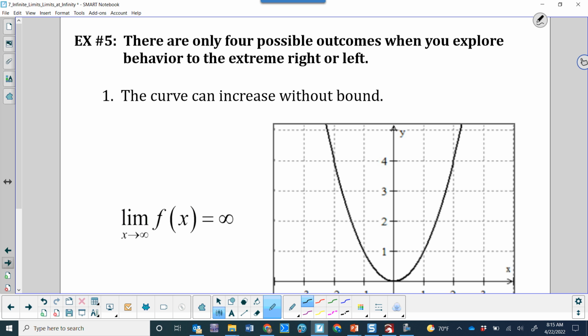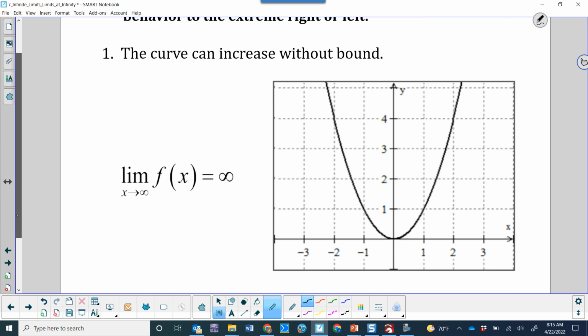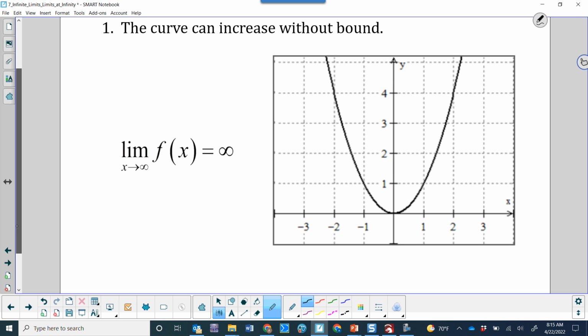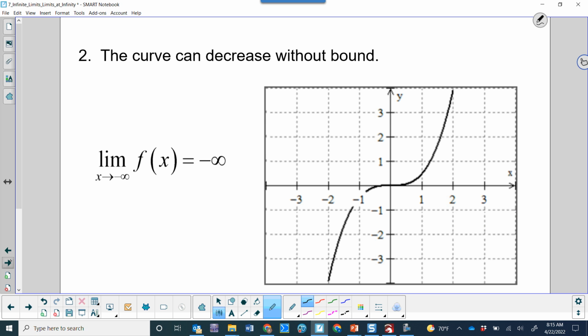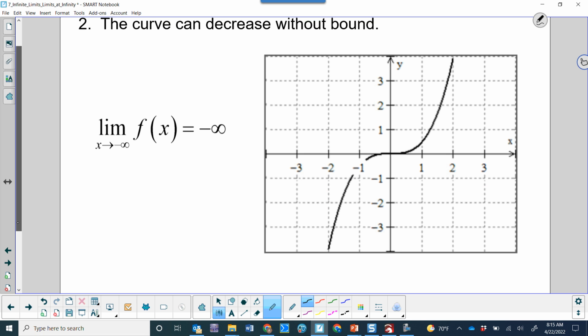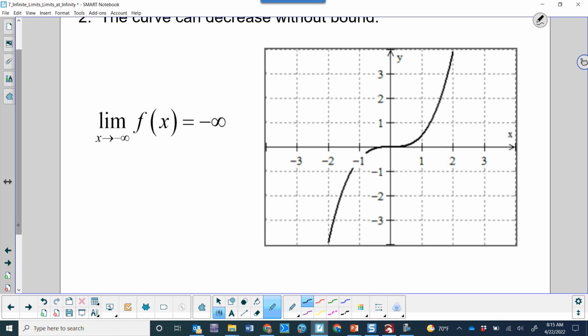Okay, so let's look at just a little bit of the explanation of the different things that can happen here. There's really only 4 possible outcomes when you go to the right and the left. So the curve can increase without bound. So we can have the limit as x goes to infinity of f of x is infinity, okay, because you're just going up. The curve can decrease without bound. So here's an example of a third degree equation, possibly, and as you go to the left, which is like the example we looked at, it's going to minus infinity.